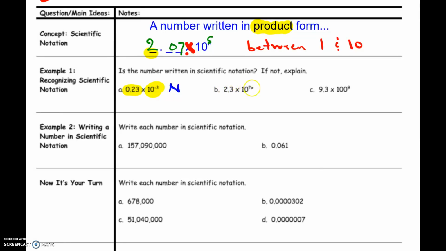In the second example, it has a power of 10, that's right. It has a number that's being multiplied by the power of 10, and it's got something point something. The number's between 1 and 10. This one is written in scientific notation. And finally, the last example, 9.3, that's written in the right form. It's between 1 and 10. But it's being multiplied by some power that's not a power of 10, it's a power of 100. So this one is not written in scientific notation.